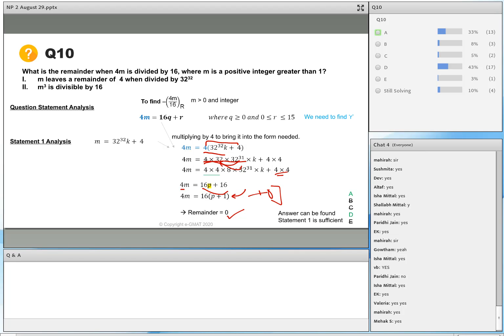So this entire expression 32 to the power 32k is a multiple of 16, which would not yield me any remainder, because my divisor over here is 16. So anything that's a multiple of 16 is not giving me any remainder. I had another 4, but when I multiply this 4 with this 4, I'll get a 16. Again, multiple of 16, no remainders. So the entire expression that I have over here would not yield me any remainder. Paridhi, is it clear to you?